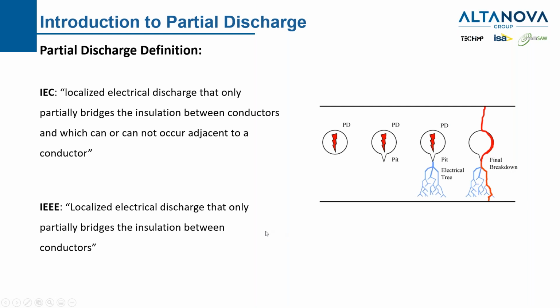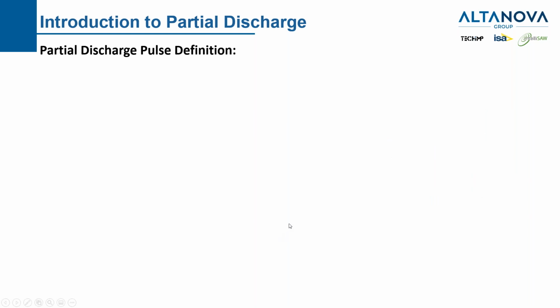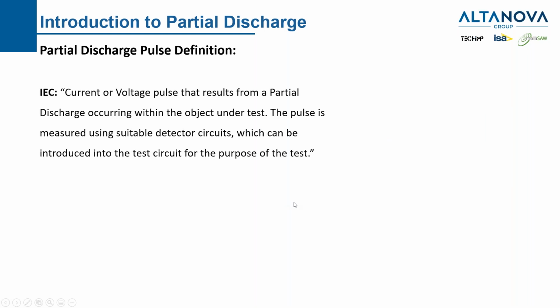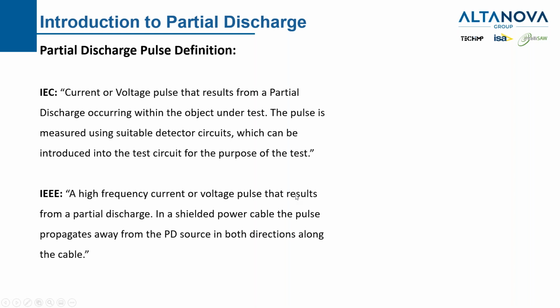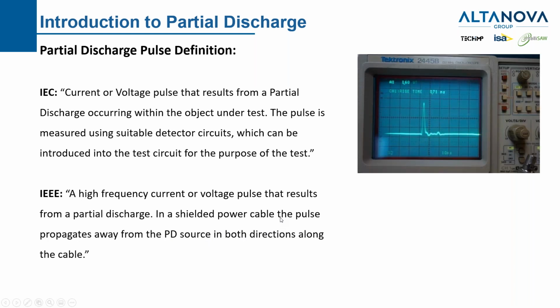The second argument I needed to introduce to you is the PD pulse, because the PD pulse will be the signal that we can acquire from partial discharge phenomena. Even here we have IEC and IEEE definitions. A current or voltage pulse that results from a partial discharge occurring within the test object under test. The pulse is measured using a suitable detector circuit, which can be introduced into the test circuit for the purpose of the test. Similar to IEEE as well: a high frequency current or voltage pulse that results from a partial discharge. In a shielded power cable, the pulse propagates away from the PD source in both directions along the cable.